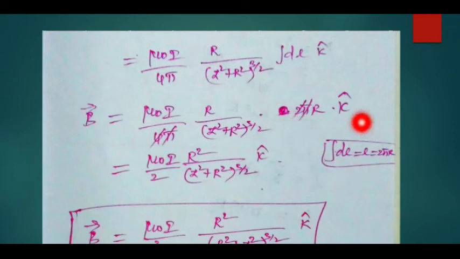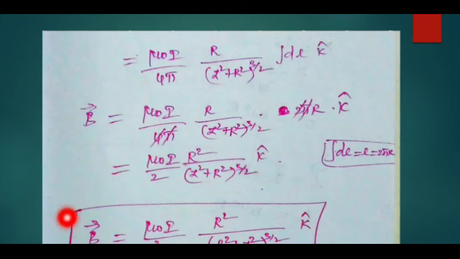Here, the integration of dl is equal to L, and L is 2 pi r, the circumference of the coil. So instead of dl, substituting 2 pi r, the 2 and 4 cancel, pi cancels, and therefore 2 remains in the denominator. We get r into r square divided by z square plus r square to the power 3 by 2, into k cap.